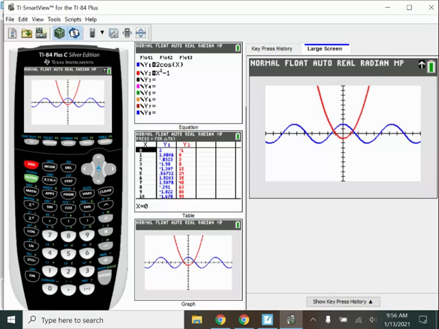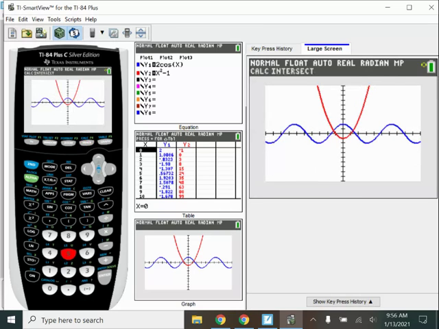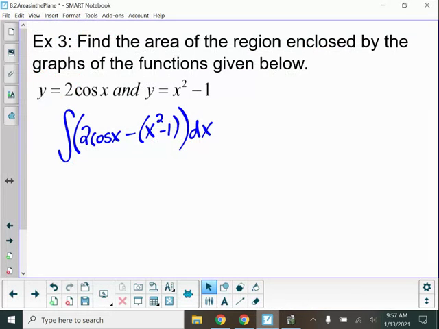So I'm going to press second trace. I want to go down to number 5, which is my intersection. So there's my first curve, second curve, and there's my intersection. So one of my x values is going to be negative 1.265424. You can either type that in, or you can actually store that as one of your variables. So we are going to actually use the calculator to calculate this integral, because it's not something we can do by hand.